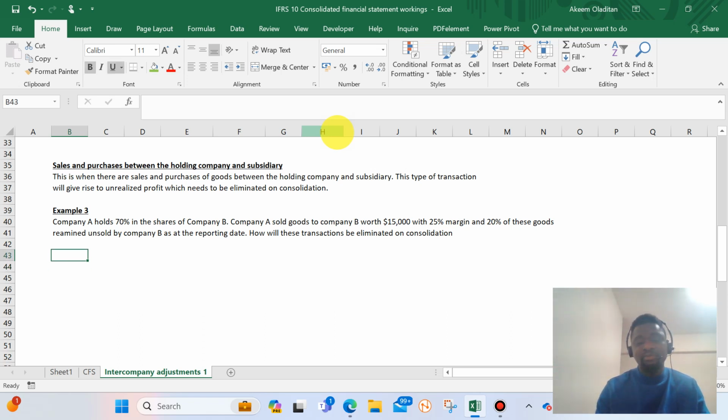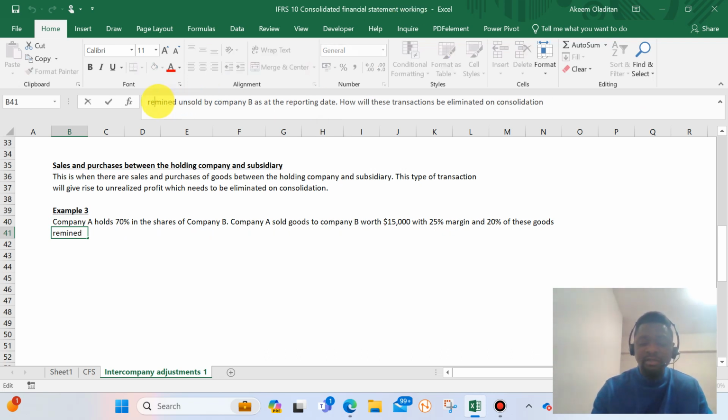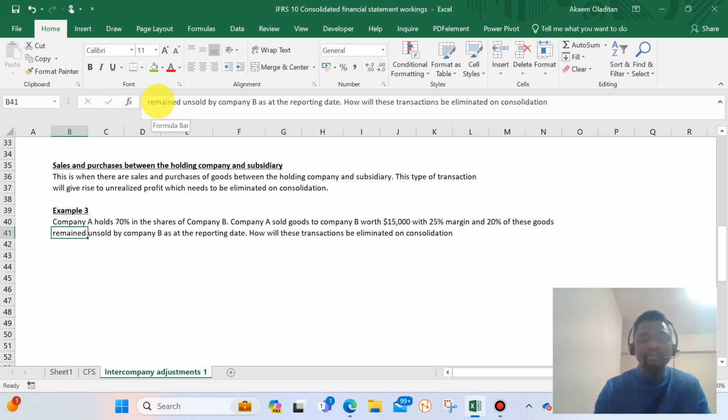So let's look at this example down here. Let's look at what the question says. The question says Company A owns 70% of the shares in Company B. Company A sold goods to Company B worth $15,000 with a margin, don't forget the word margin, and 20% of these goods remained unsold by Company B as at the reporting date. How will these transactions be eliminated on consolidation?